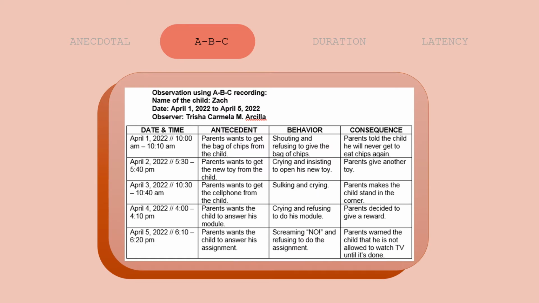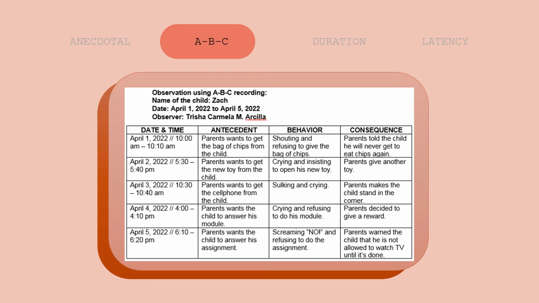So this is what I observed on April 1, 2022 to April 5, 2022. The name of the child is Zach. I used the ABC recording. The first day, April 1, 2022 at 10 a.m. to 10:10 a.m., the antecedent was parents wants to get the bag of chips from the child. The behavior shown was shouting and refusing to give the bag of chips. The consequence, parents told the child he will never get to eat chips again.